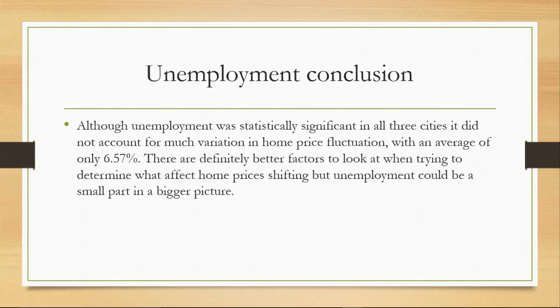So overall, I found that although unemployment was statistically significant in all three cities, it did not account for much variation in home price fluctuation, with an average of only 6.57%. There are definitely better factors to look at when trying to determine what affects home prices shifting, but unemployment could be a small part in the bigger picture.